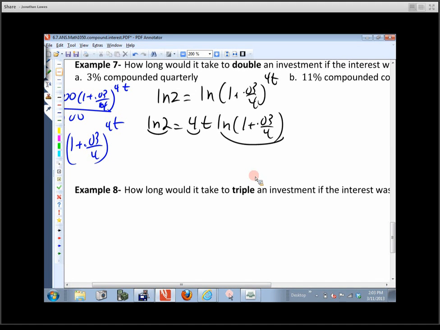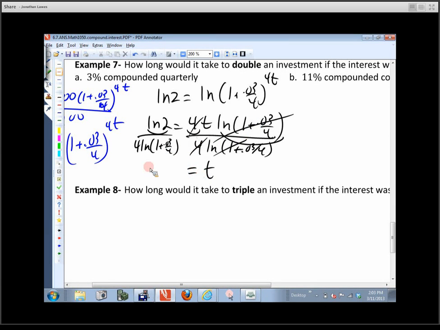So here's where I am. I have, let's say this is a 7. 4 times x times 32. And I want to get x by itself. How would I get x by itself there? Divide by the 4 and divide by the 32, right? So we're going to do the same thing here, or the equivalent here. I'm going to divide this side by 4 ln 1 plus 0.03 divided by 4. Do the same thing over here. 4 ln 1 plus 0.03 divided by 4. Those are all going to cancel off. I'm going to be left with a t on this side.